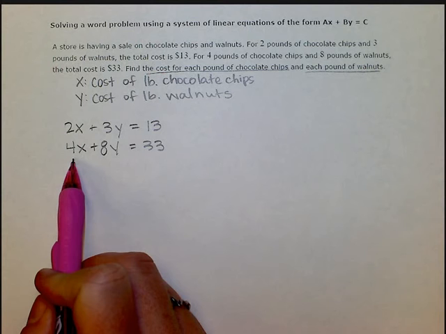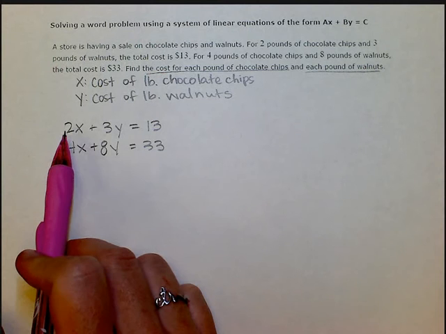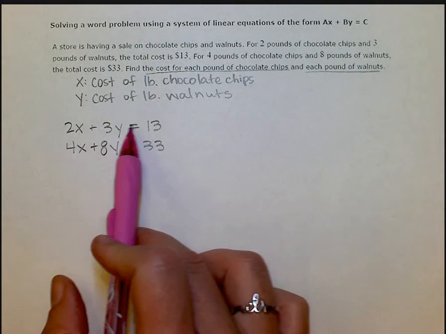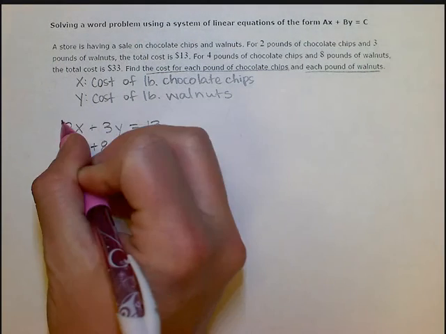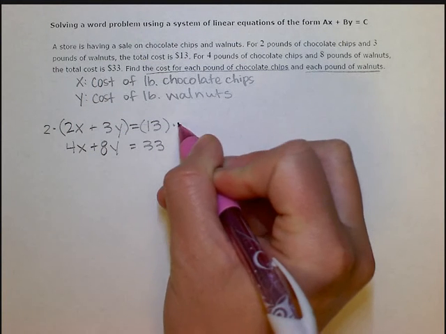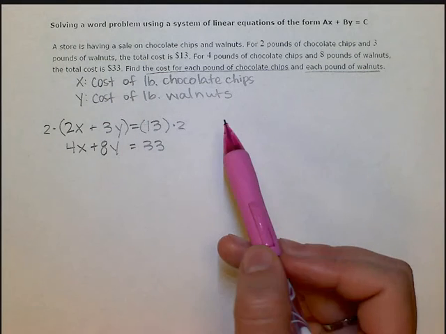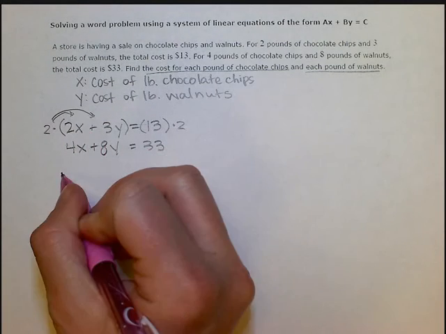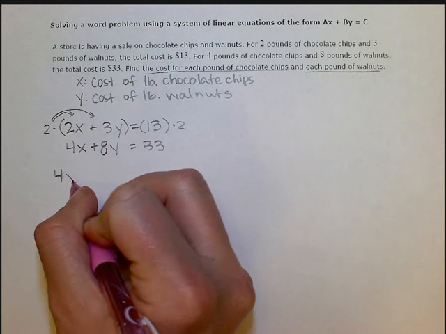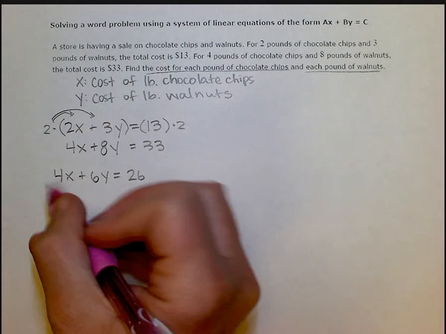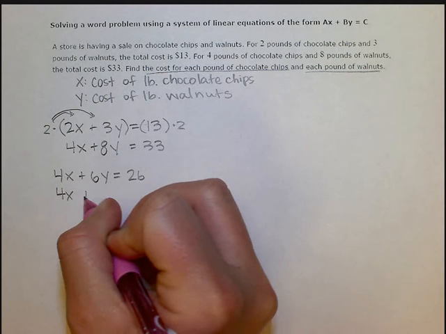Because I know my multiples of 2, I can see that I could easily multiply 2 by 2 and make it 4. So I'm going to multiply this whole top equation by 2 in order to make that equation also have 4x. But I have to do it to both sides. So this is going to distribute in. So my new equation is 4x plus 6y equals 26. And my bottom equation is still the same because I haven't done anything to it yet.